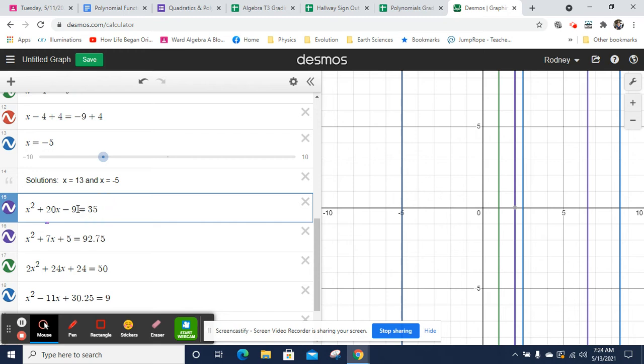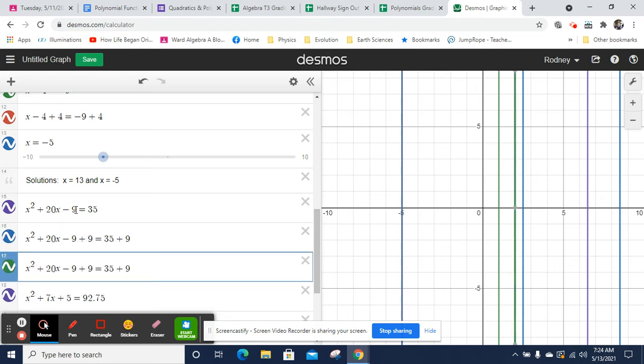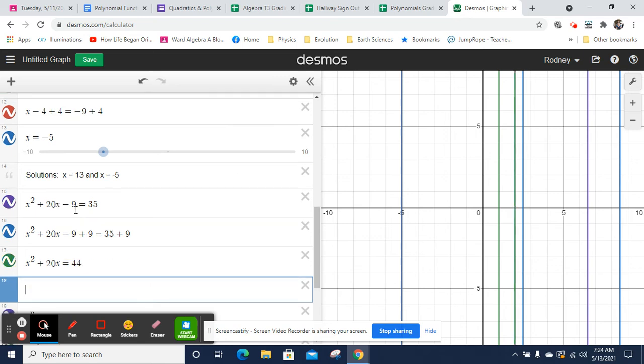All right, step one, I'm going to isolate the x squared plus 20x. I'm going to do that by adding 9 to both sides. And when I do that, it'll make it a little simpler for me to figure out what I've got to add to this to make it a perfect square. 35 plus 9 is 44, and negative 9 plus 9 is nothing. And now I've got to figure out what I'm adding to both sides.